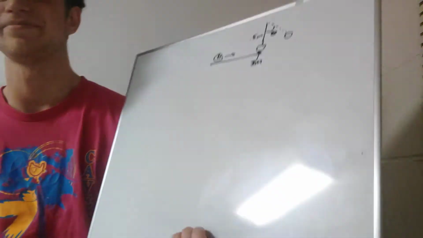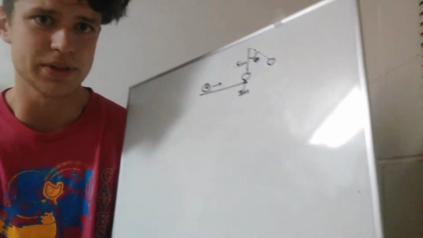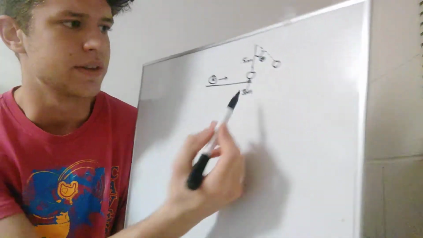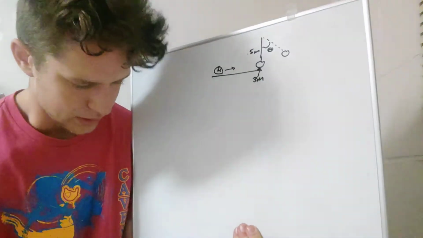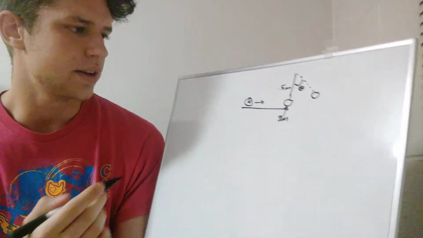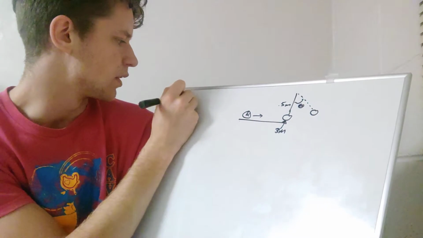So the first thing we have to do here is figure out the initial speed of this block here. So to do that, this is 83, let me write that up here.